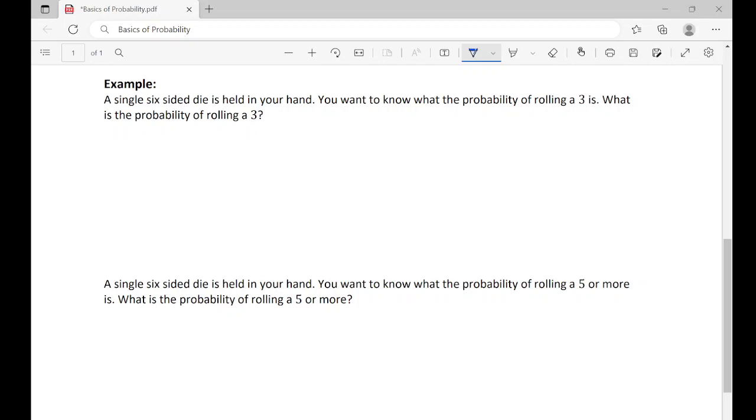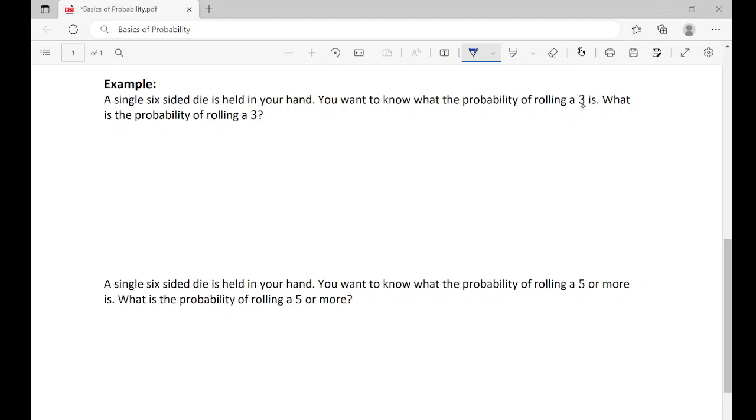Now, a die, for those who do not know, is just a cube with little black dots with numbers on it. So one little dot is 1, 2 dots is 2, 3 dots is 3, and so forth, going up to 6. So you have numbers 1, 2, 3, 4, 5, 6 on a die. A die is just a single cube. So it wants to know what's the probability of rolling a 3.